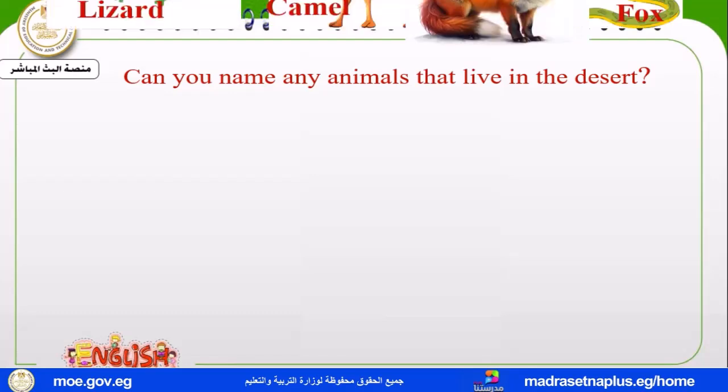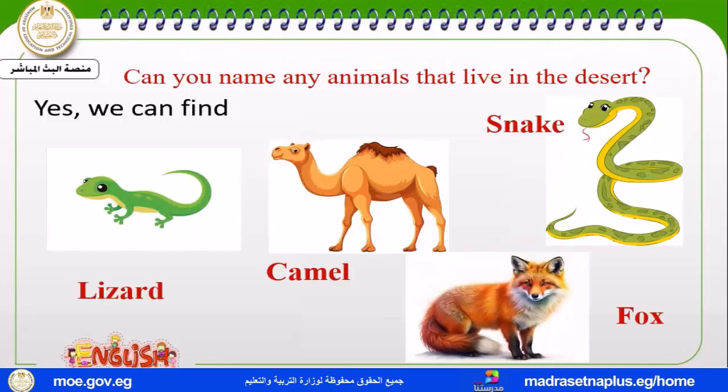See, these are some of the animals that can live in the desert. We can find a lizard, which looks like that. We can find camels in the desert. We can find snakes in the desert. And we can find some dangerous animals like the fox in the desert. Lizard, camel, snake, fox. These are some of the animals that live in the desert. Let's read and learn about how these animals live in the desert.